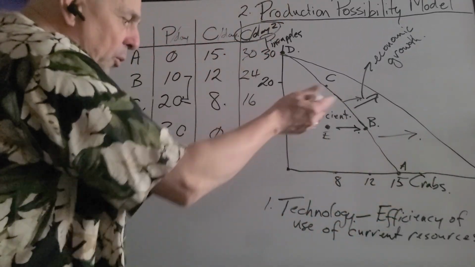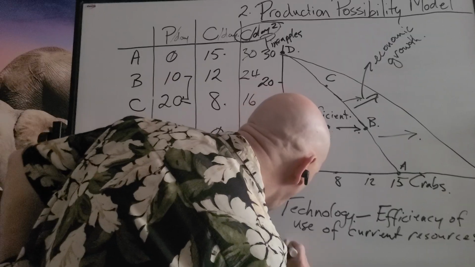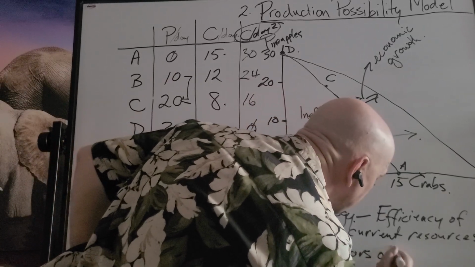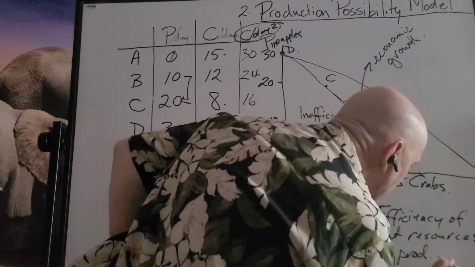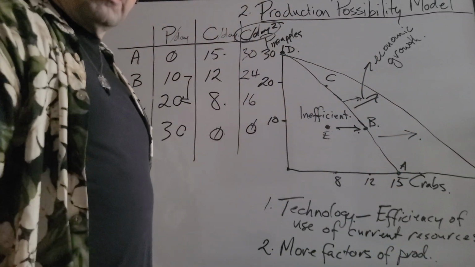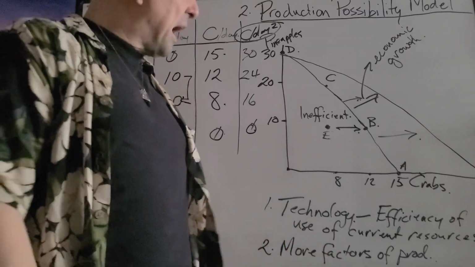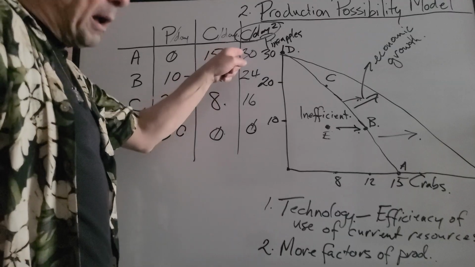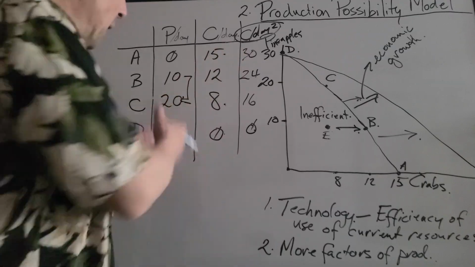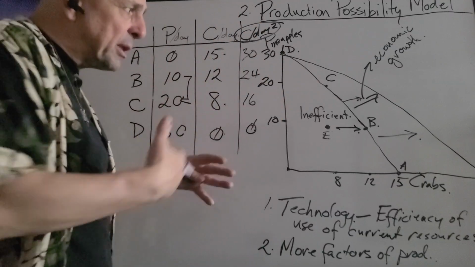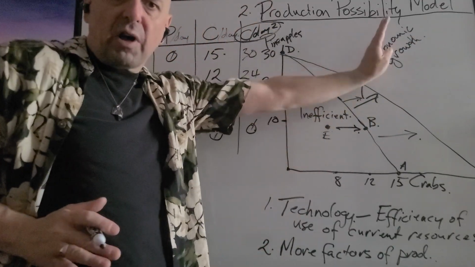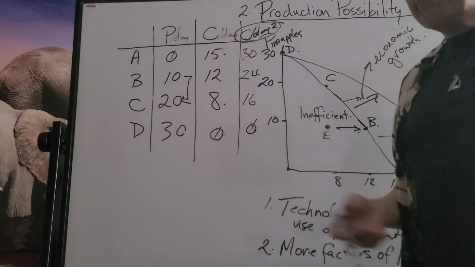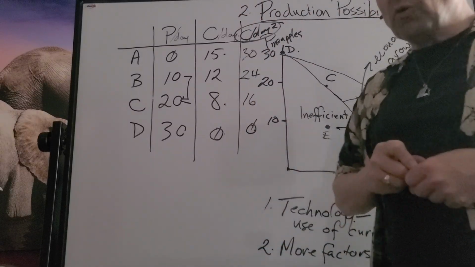The other thing that can do this is more factors of production. Right? So, a simple example, a second person lands on the island, maybe that doubles my production of crabs. Maybe it doubles my production of pineapples as well. Maybe that changes the whole curve. It all moves out.